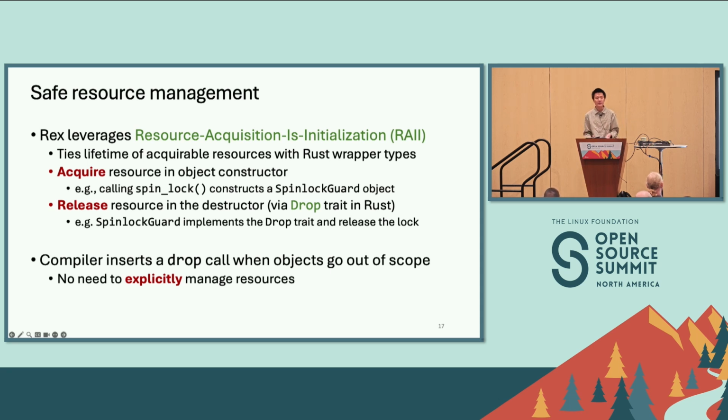And the resources will ultimately be released in the destructor of these wrapper types by implementing the drop trait in Rust. Going back to our spinlock example, the spinlock guard object will implement the drop trait and then release the lock in this drop handler. The good thing about RAII is that the compiler automatically inserts the drop call whenever the object goes out of scope, and there's no need to explicitly manage the resources.